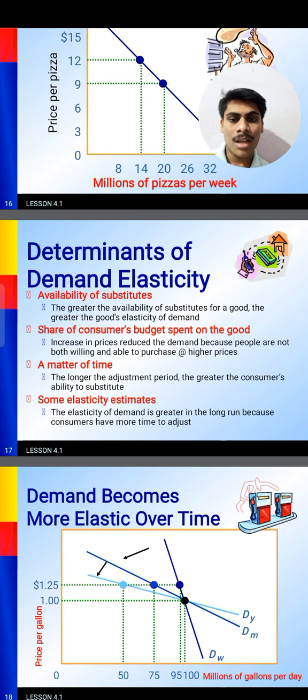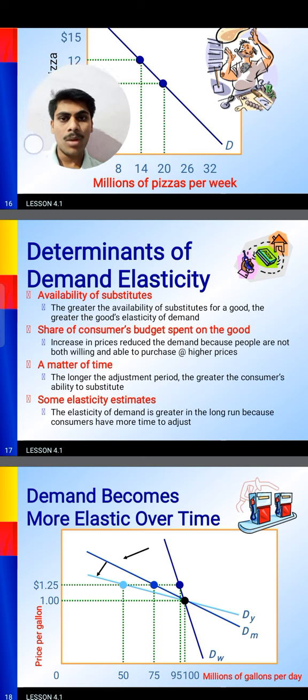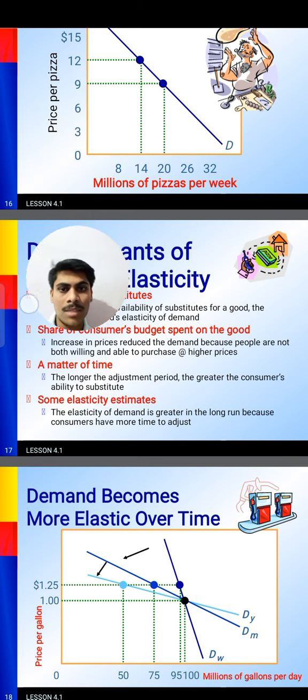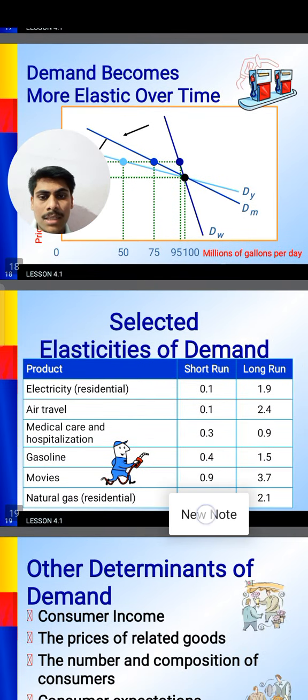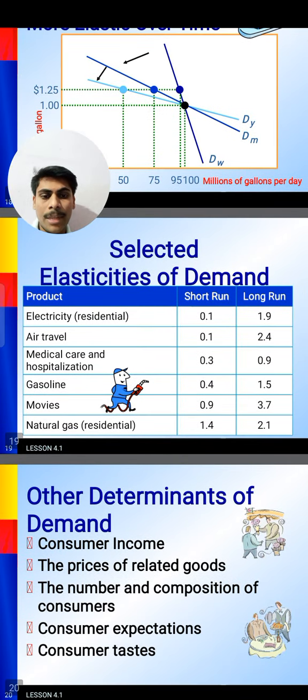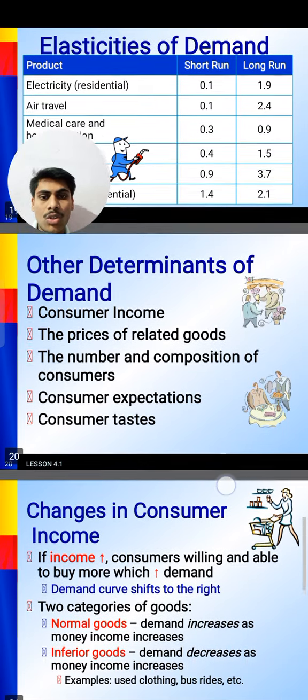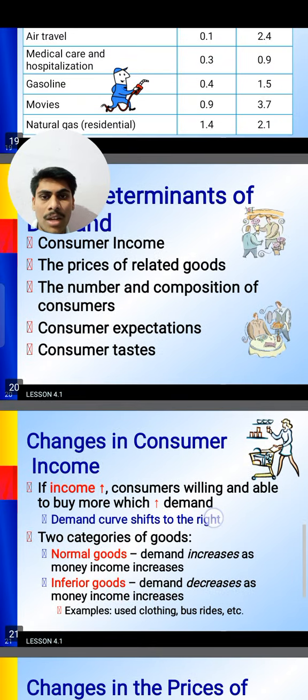Next we go for some elasticity estimates. The elasticity of demand is greater in the long run because consumers have more time to adjust. Next we can go for demand becoming more elastic. Demand becoming more elastic says that other determinants of demand are consumer income and the prices of related goods.